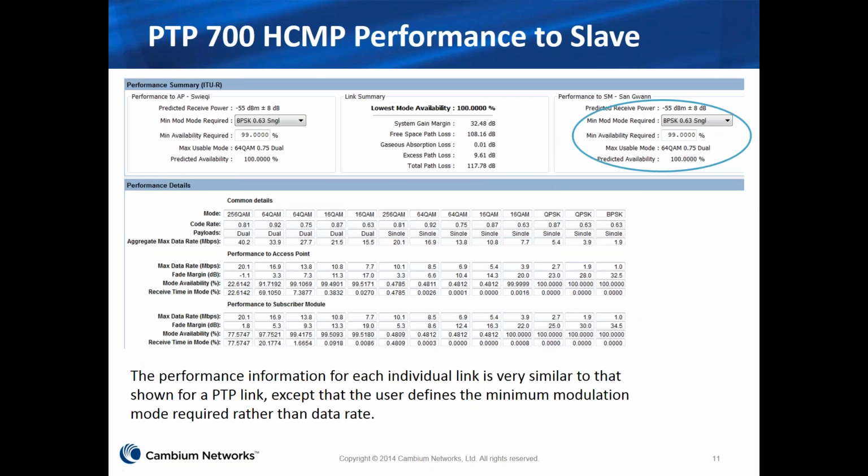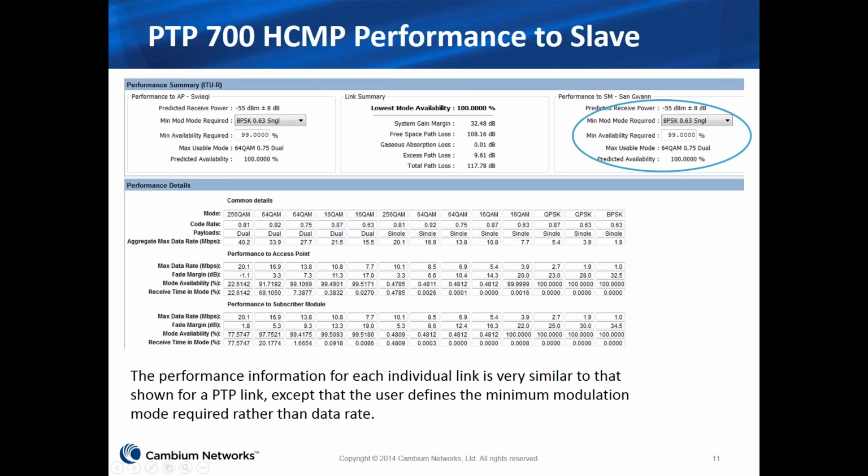When you're on the subscriber module page, you can see the performance of the link between the master and that slave. It's very similar to the way we show it on an individual PTP link. The main difference is that in the performance summary, the user sets the minimum modulation mode that's required for the link, rather than the data rate.